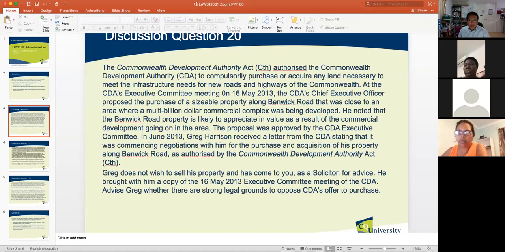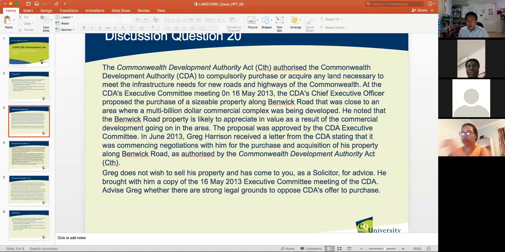Okay. The problem I have, Vivian, with that answer in raising the principle of legality is that arguably the decision of the Commonwealth Development Authority to purchase the property of Greg is actually based on a law, which is the Commonwealth Development Authority Act. So it's difficult to raise the principle of legality here because the act of the Commonwealth Development Authority is in fact sanctioned by a law passed by the Commonwealth Parliament. So that's the problem there.